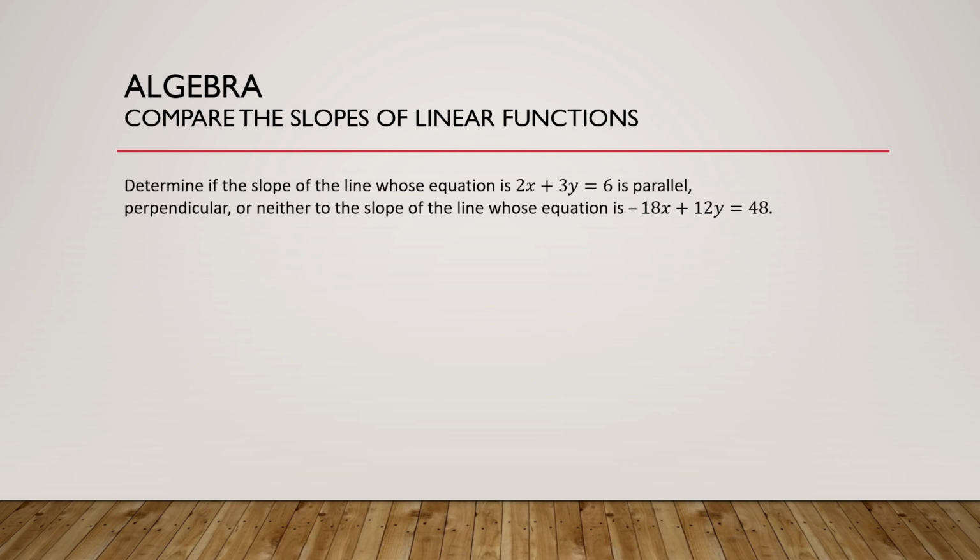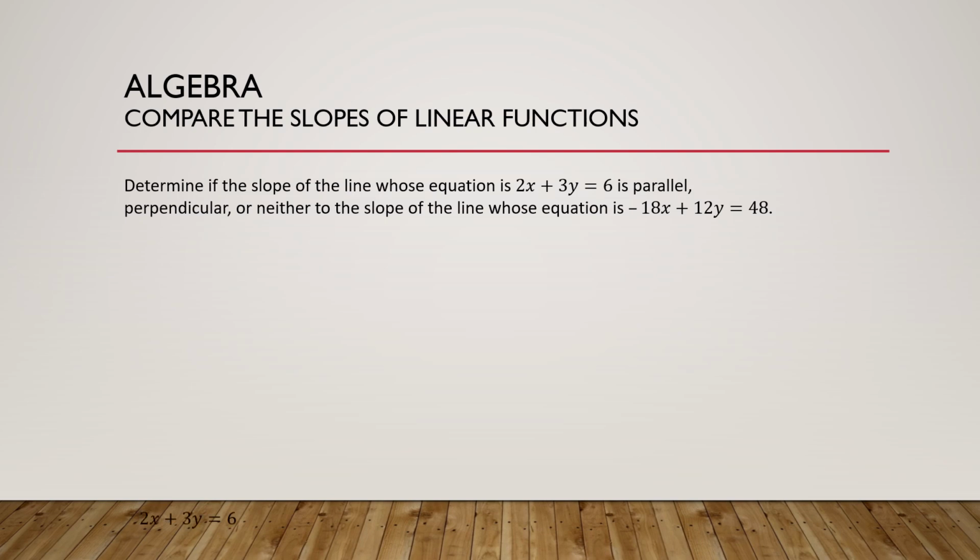Determine if the slope of the line whose equation is 2x plus 3y equals 6 is parallel, perpendicular, or neither to the slope of the line whose equation is minus 18x plus 12y is equal to 48. The first task is to put both equations in slope-intercept form, which is y equals mx plus b. In this form, the slope is easily determined by m, or whatever rational number precedes x. So in both cases, we will solve for y.